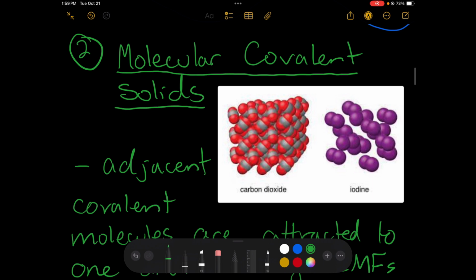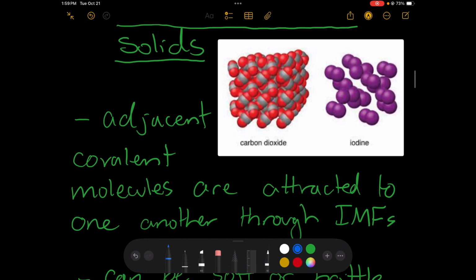Next type of substance I want to talk about is a molecular covalent solid, right? So this one is a little bit of a new thing for you. So a molecular covalent solid is formed when adjacent covalent molecules are attracted to one another through specifically IMFs. And we learned recently what IMFs are. Those are intermolecular forces, or forces that occur between adjacent molecules.